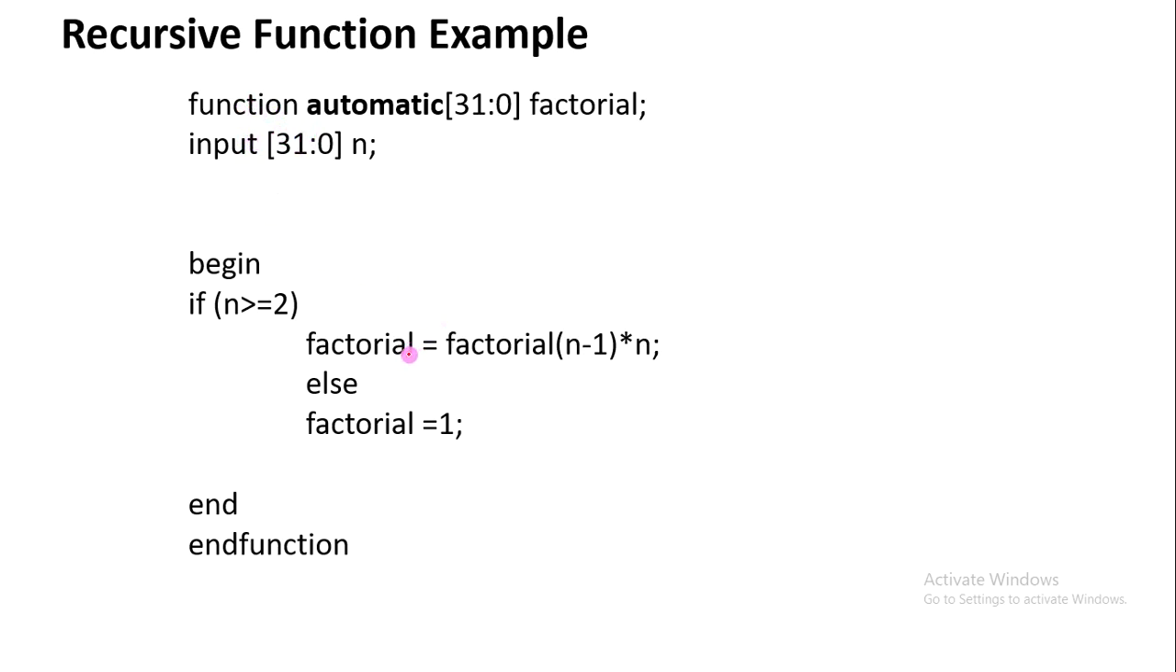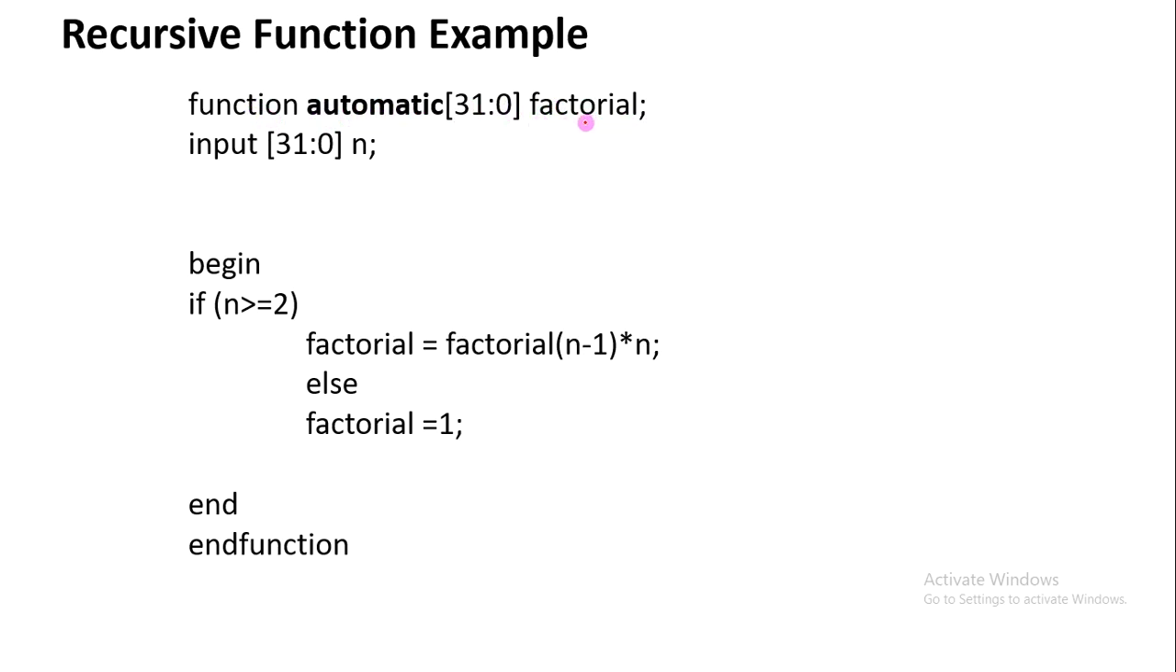This recursive function also comes in C programs, where we have used it too. Let us go through it. After the function, I'm using automatic. Then I declare the range or the data type. I'm declaring the range as 32-bit. Factorial is the function name.